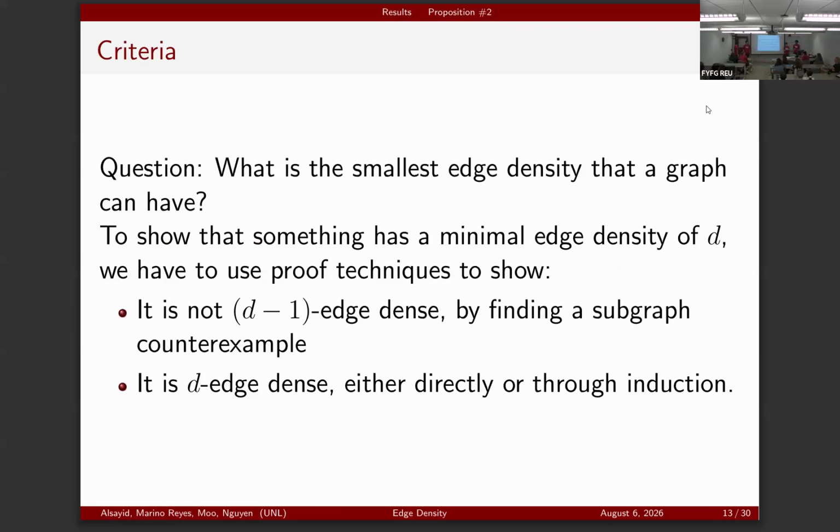Before we move on to our next proposition, we'd like to introduce some criteria. Throughout our research, we've been dealing with a question: what is the smallest edge density that a graph can have? To prove that D is the minimum edge density value, we need to show 2 things. First is that D minus 1 doesn't work by finding a counterexample, which is a subgraph with D minus 1 edges that doesn't have an edge blanket or internal edge. And second is that D does work for every possible choice of edges through induction.